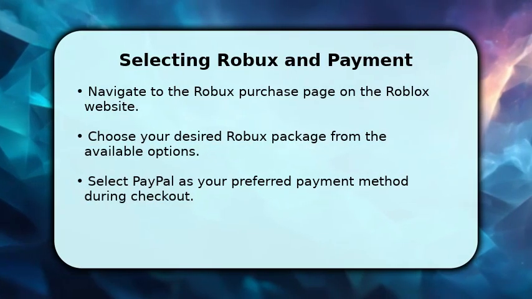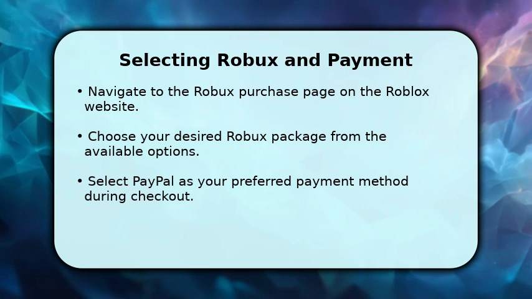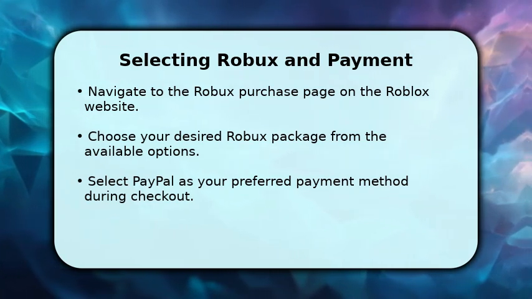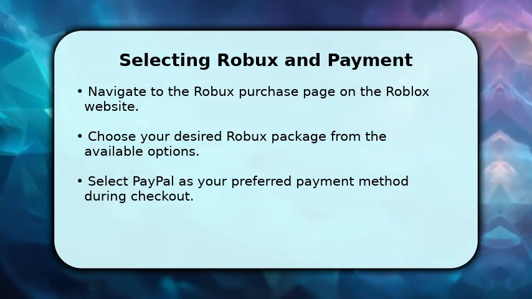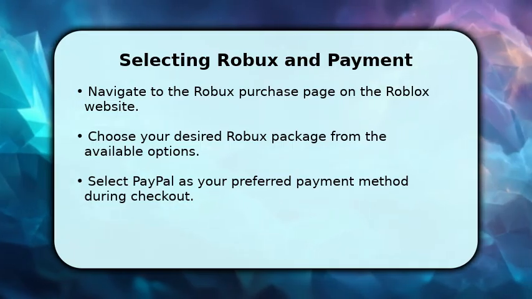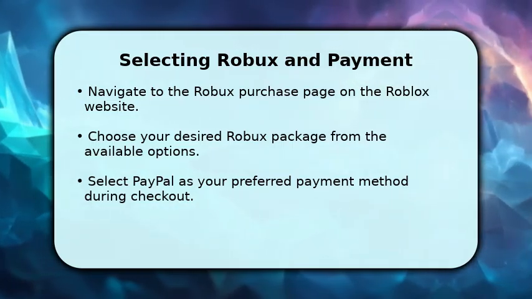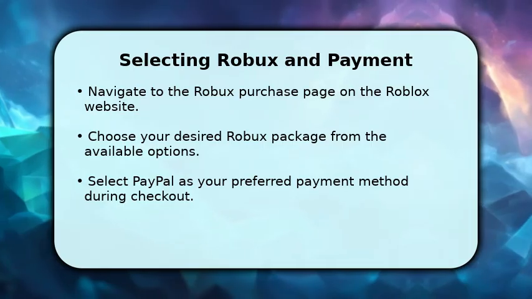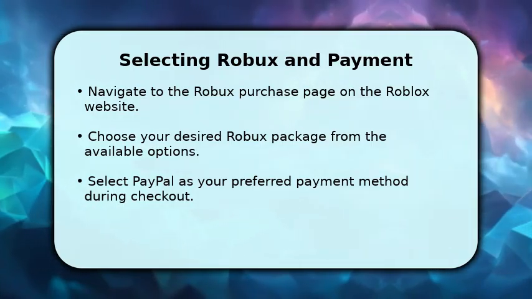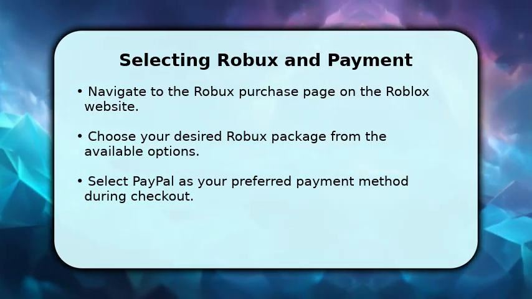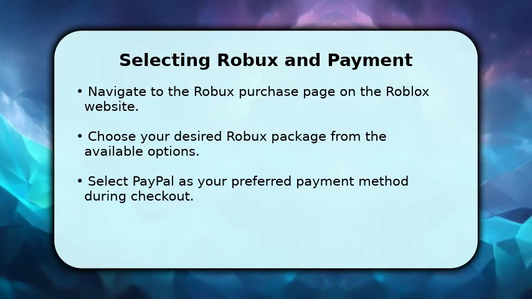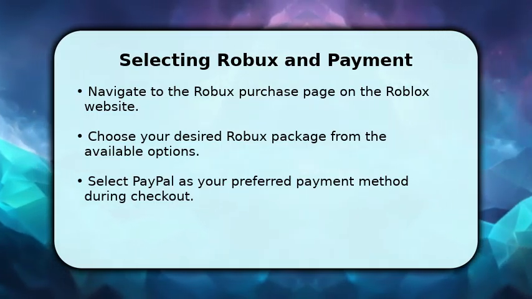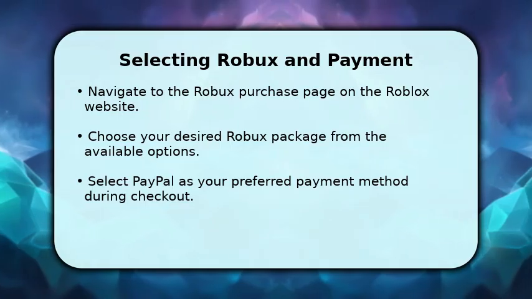To begin, open your web browser and go to the official Roblox website. Once there, locate the Robux section, usually found on the left-hand side menu. You will see various Robux packages, such as 400 Robux, 800 Robux, or even larger bundles. Select the amount that best suits your needs. After choosing, proceed to the checkout page where you will find PayPal listed among the payment options.